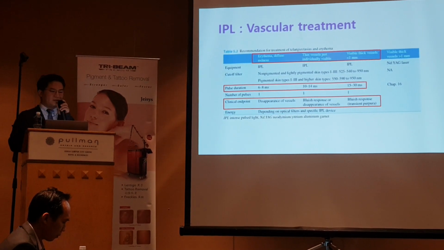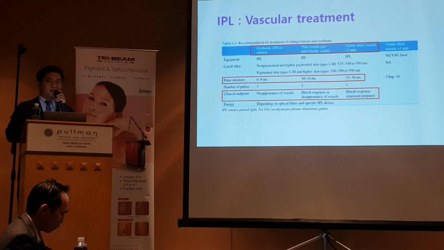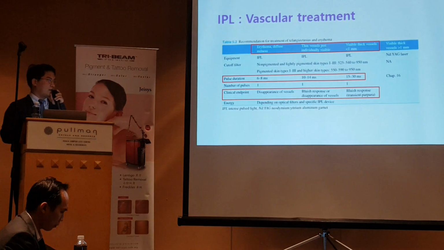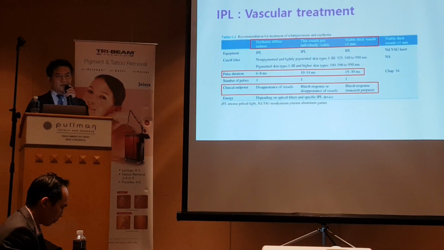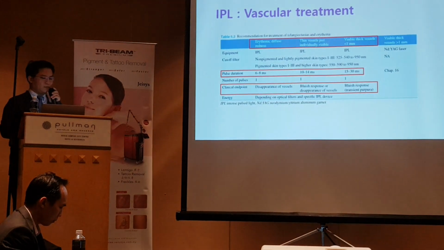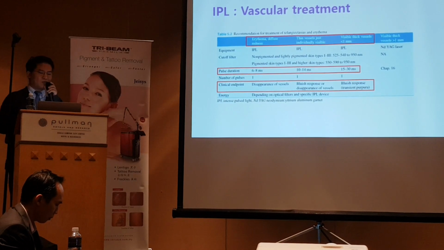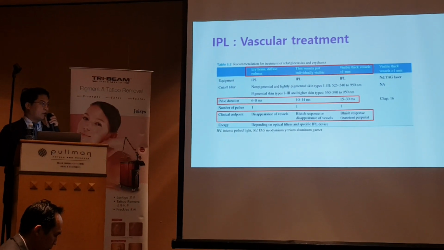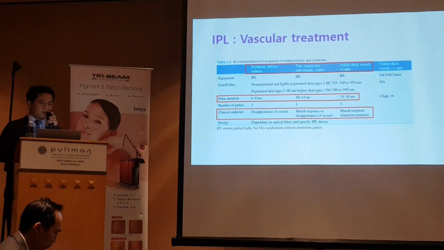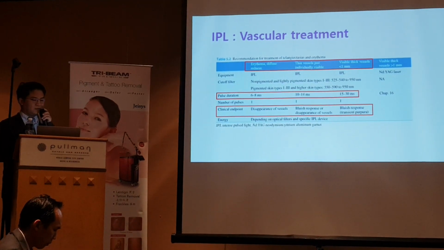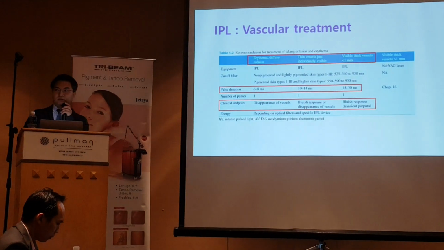Second, thin vessels, treated individually. The pulse duration is 10 to 14 milliseconds, and the clinical endpoint is a bluish response or disappearance of vessels. Third, visible thick vessels less than 1 millimeter. The pulse duration is 15 to 30 milliseconds, and the clinical endpoint is a bluish response and transient purpura.